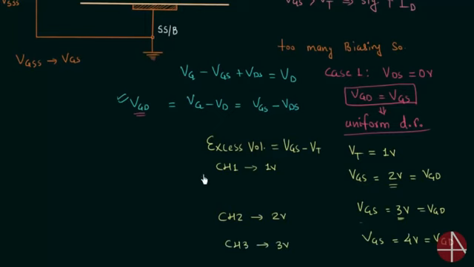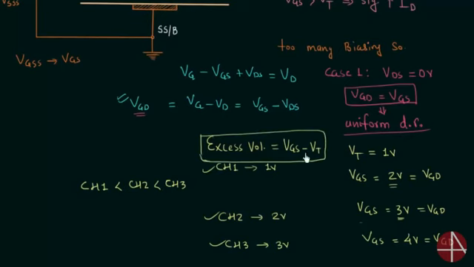Now if you compare CH1, CH2 and CH3, you will find CH1 will be smaller than CH2, and CH2 smaller than CH3. The channel width is dependent on the excess voltage, which is equal to VGS minus VT. So this is all for case number 1. Let's move to case number 2.